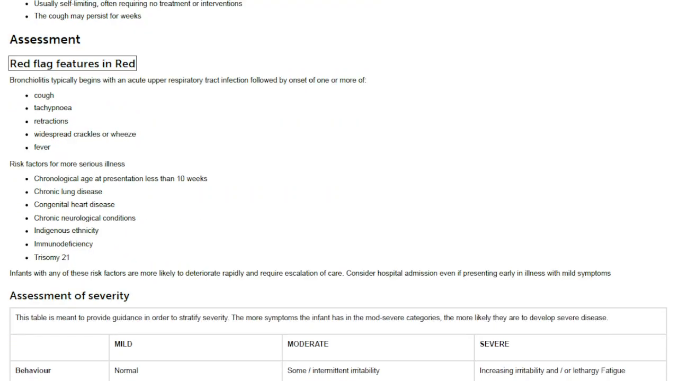Assessment. Red flag features in red. Bronchiolitis typically begins with an acute upper respiratory tract infection followed by onset of one or more of cough, tachypnea, retractions, widespread crackles or wheeze, fever.